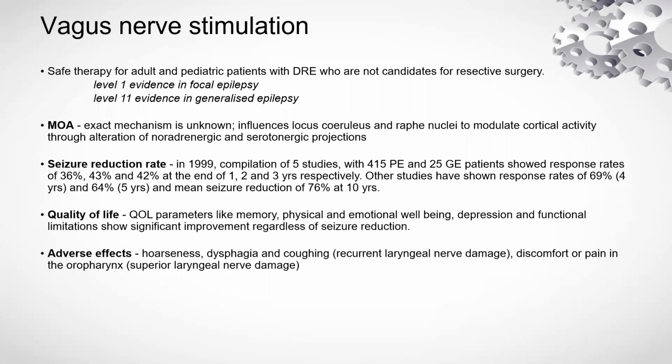When we talk about the seizure reduction rate, in 1999 a compilation of 5 studies was published, which included around 440 patients. Out of 440 patients, 415 were of partial epilepsy and 25 were of generalized epilepsy. And these patients showed response rates of 36%, 43%, and 42% at the end of 1, 2, and 3 years. And several other studies have shown response rates of 46% and 64% at 4 years and 5 years, and a mean seizure reduction rate of 76% at 10 years. What is interesting to note is that the efficacy or the response rate is modest in the beginning, and it improves over time. So the results are not visible immediately, and we have to be patient.